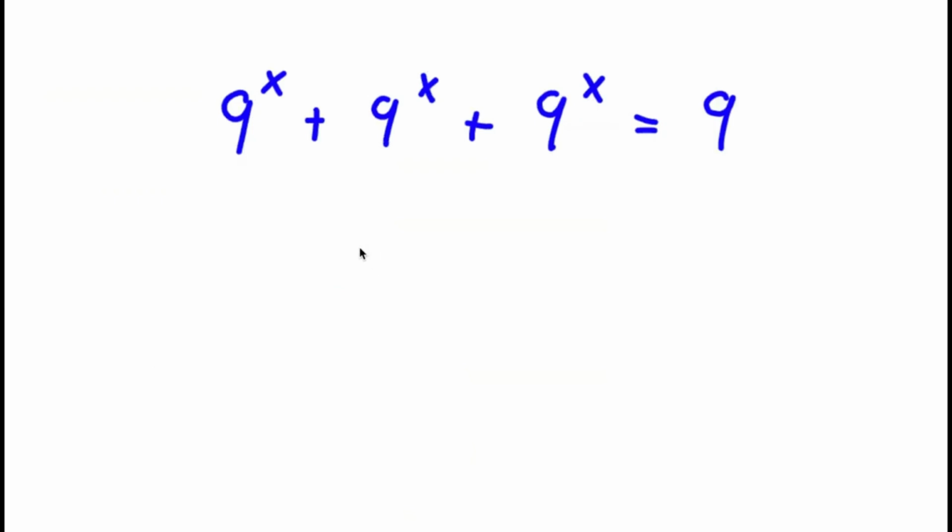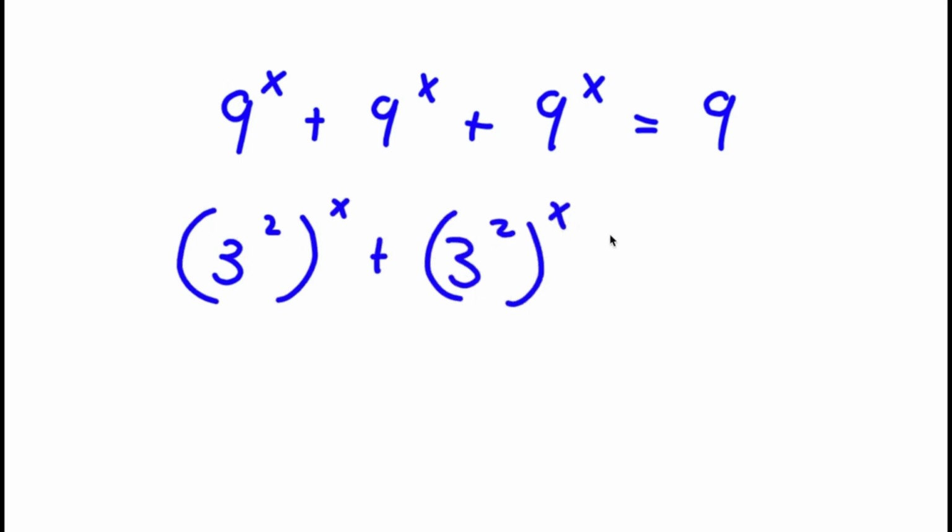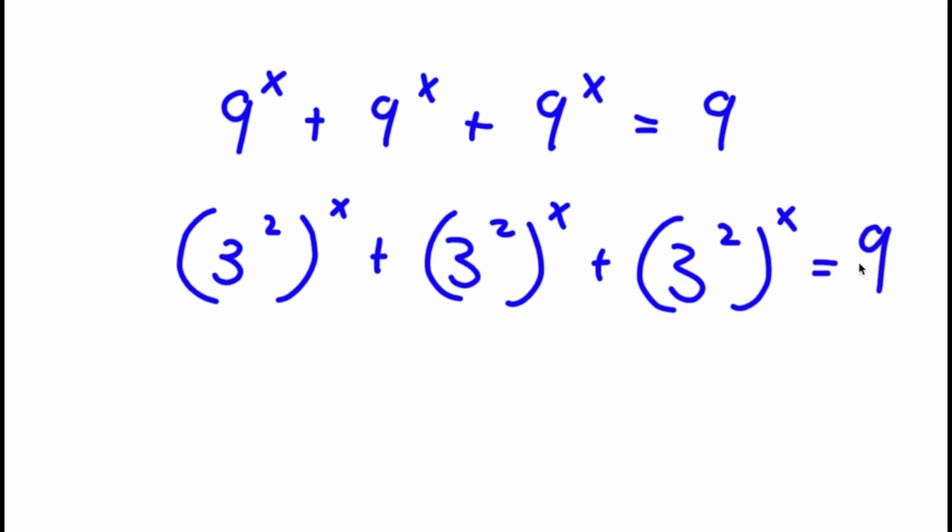Alright, so in this problem, I have 9 to the power of x plus 9 to the power of x plus 9 to the power of x is equal to 9. So the first thing I'm going to do is I'm going to rewrite the 9s as 3 squared. So now I have 3 squared to the power of x plus 3 squared to the power of x plus 3 squared to the power of x is equal to 9.